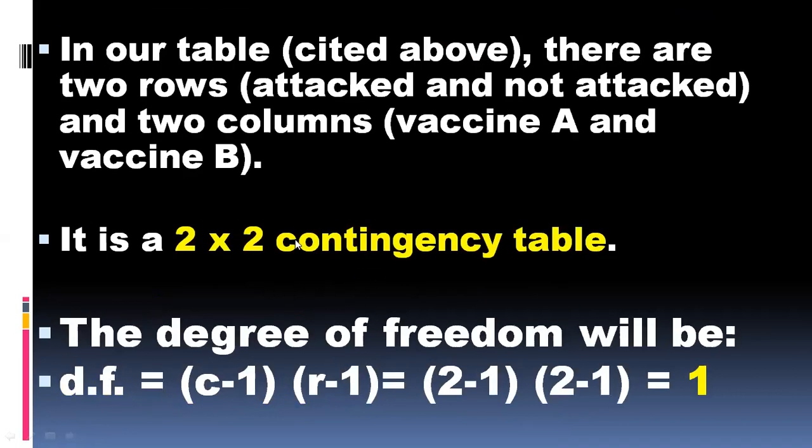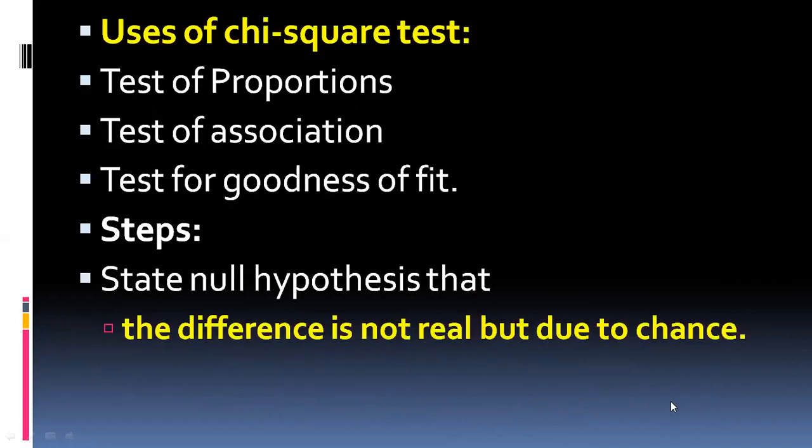So this degree of freedom is calculated for a 2 by 2 contingency table or any number of columns and rows. We can calculate the degree of freedom by the formula column minus 1 into row minus 1. So here the columns are 2, rows are 2, so it comes to 1. So 1 into 1 is equal to 1. So degree of freedom is 1, chi-square value is 1.79.